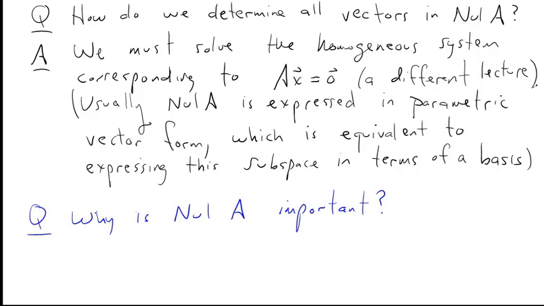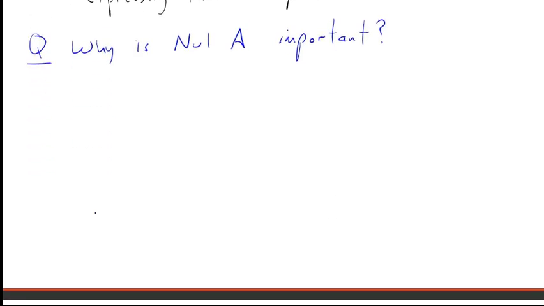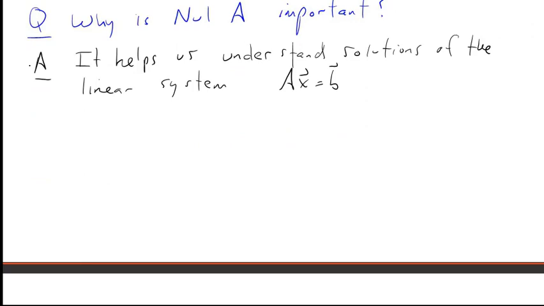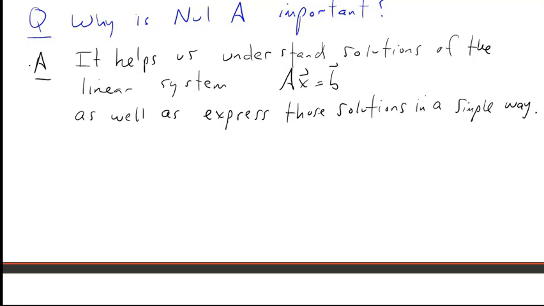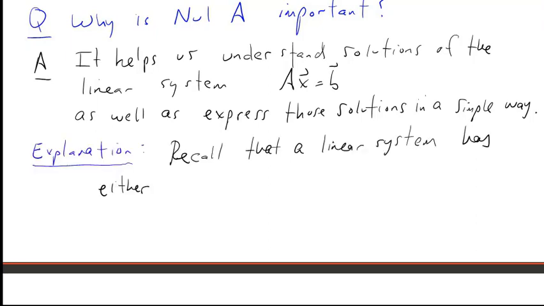So why is the null space important? The answer is that it helps us understand the solutions of the linear system Ax equals b, as well as express these solutions in a simple way. So here's what I mean.